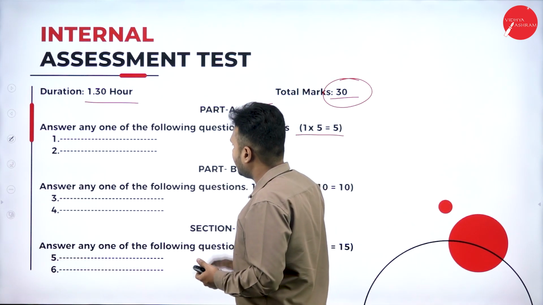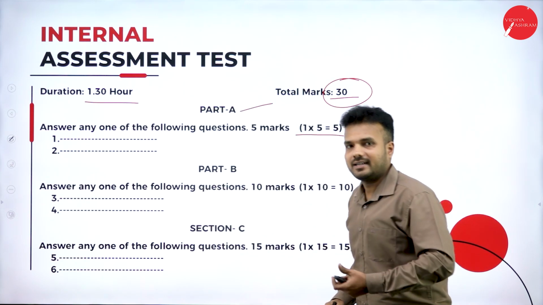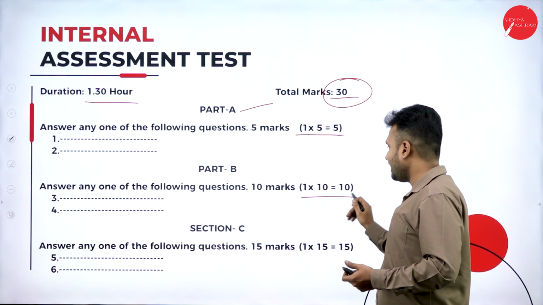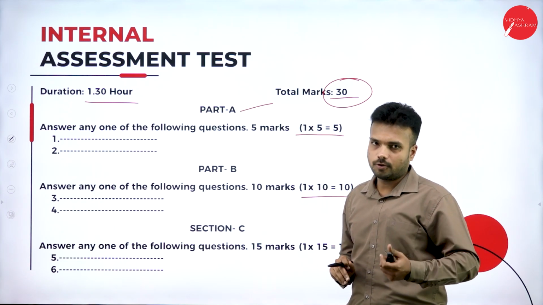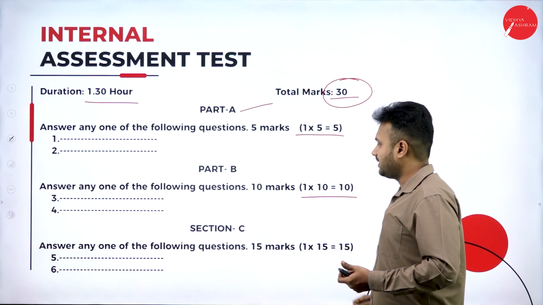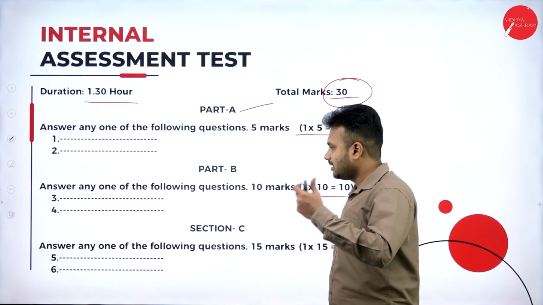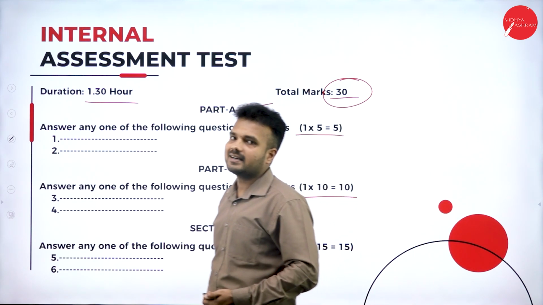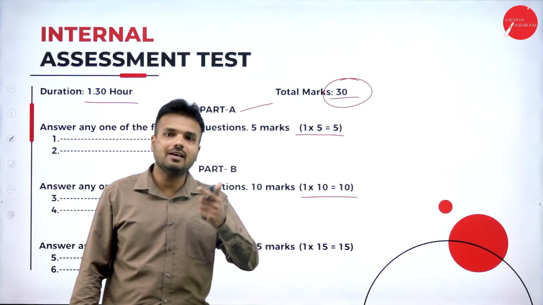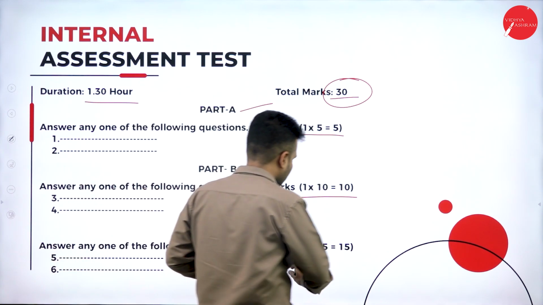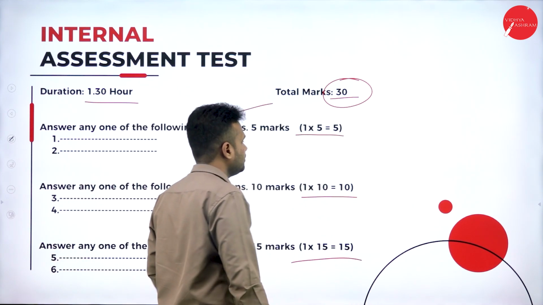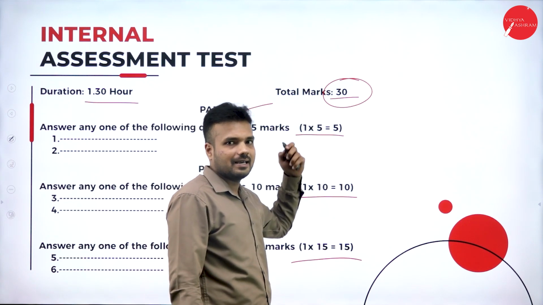Again, part B consists of 2 questions of 10 marks, of which you are supposed to attend any one among the 2 questions. 10 ones are 10. Again, in part C also there are 2 questions of 15 marks, among which you are supposed to attend any one among the 2 questions, that is 15 ones are 15. So this is the internal test pattern.